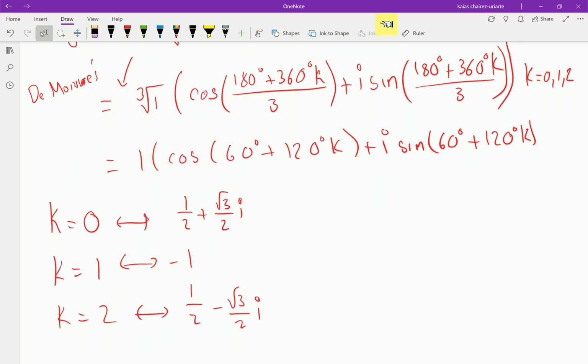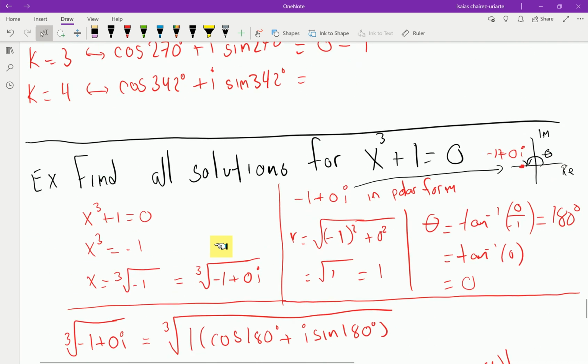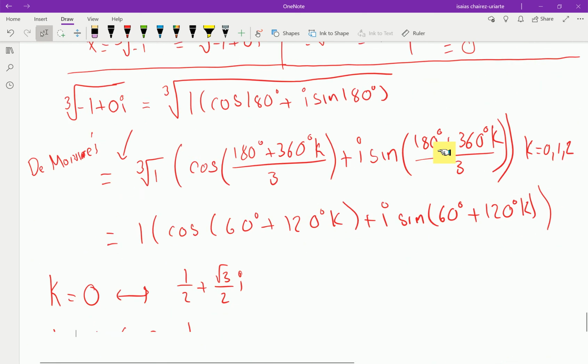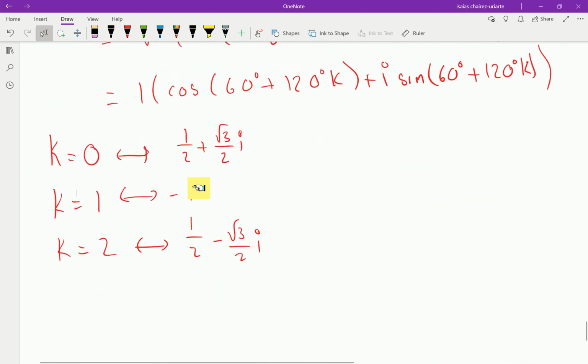You should verify this. Actually go through the cosine of 60 and sine of 60 for k equal to 0, and that's what you should get. Those are my 3 roots, the 3 solutions to this polynomial equation. So this polynomial equation, x cubed plus 1 equals 0, has 3 solutions: negative 1, and this complex conjugate pair of solutions.